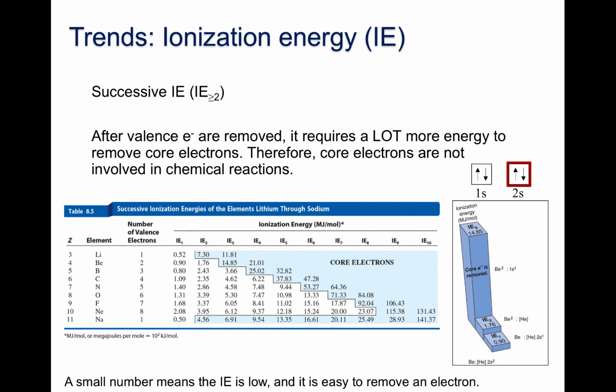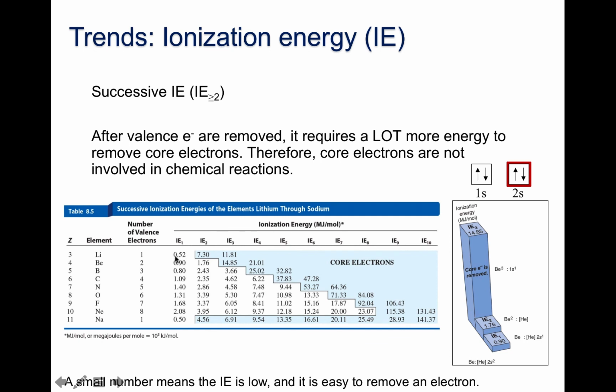And after the valence electrons in an atom are removed, it requires a lot more energy to remove the core or the inner electrons. And so that is the main reason why the core electrons are not involved in chemical reactions. And so here are the successive ionization energies for the elements, lithium to sodium. And it lists the number of valence electrons in that atom.